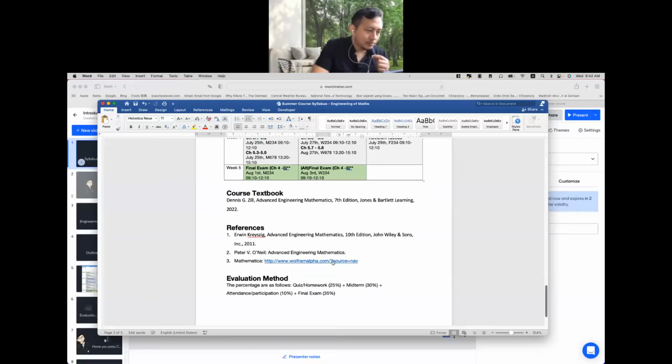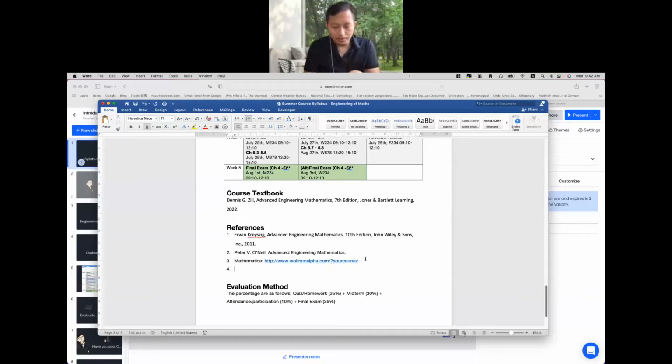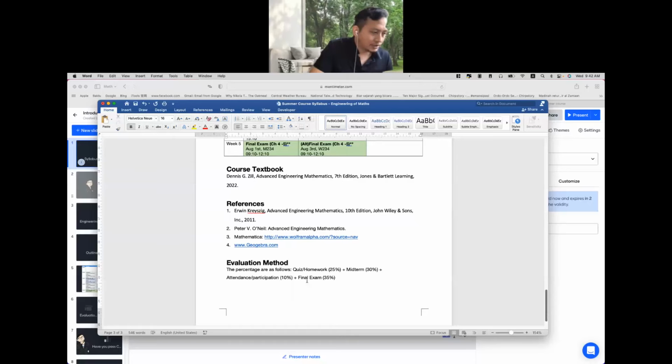And the Wolfram Alpha for calculations. I forgot to mention one more. Actually, if you want, we can have the GeoGebra for graphing, GeoGebra.com, and this is the evaluation method as I mentioned.